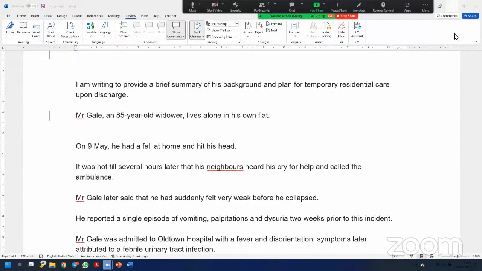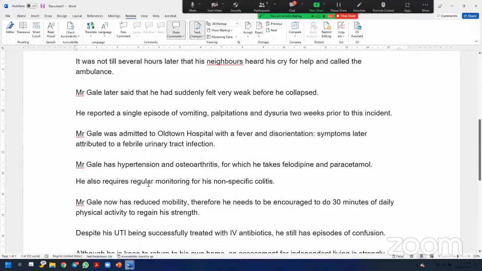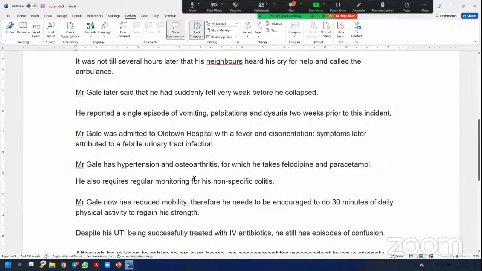So whenever you are writing a date, bring it to the beginning of the sentence. In every sentence there is "Mr. Gale". Very cheap quality. Hence, you will not get extraordinary marks.